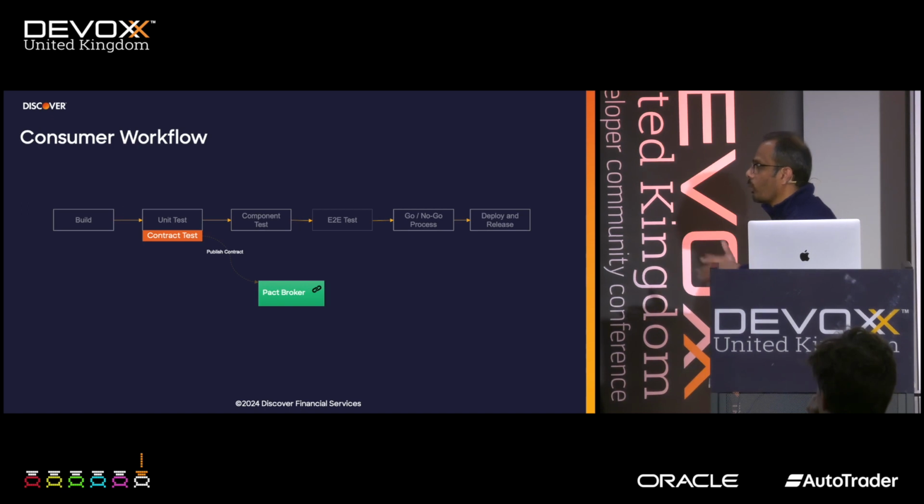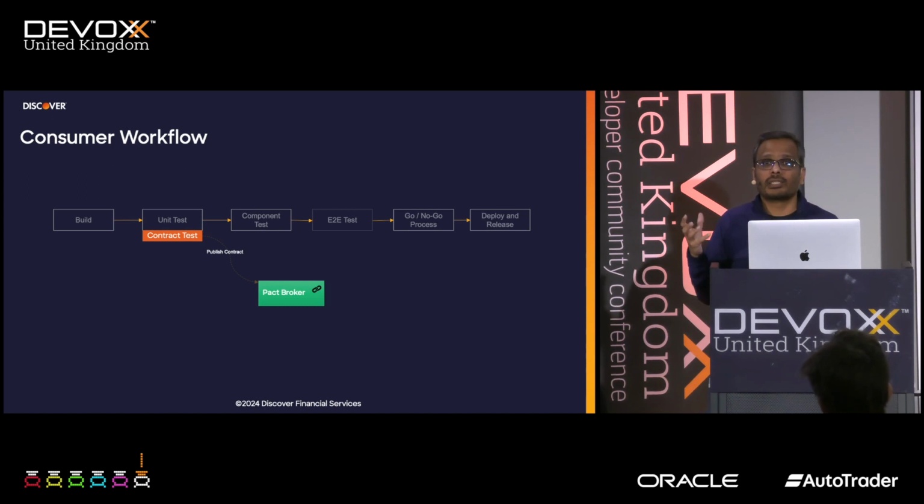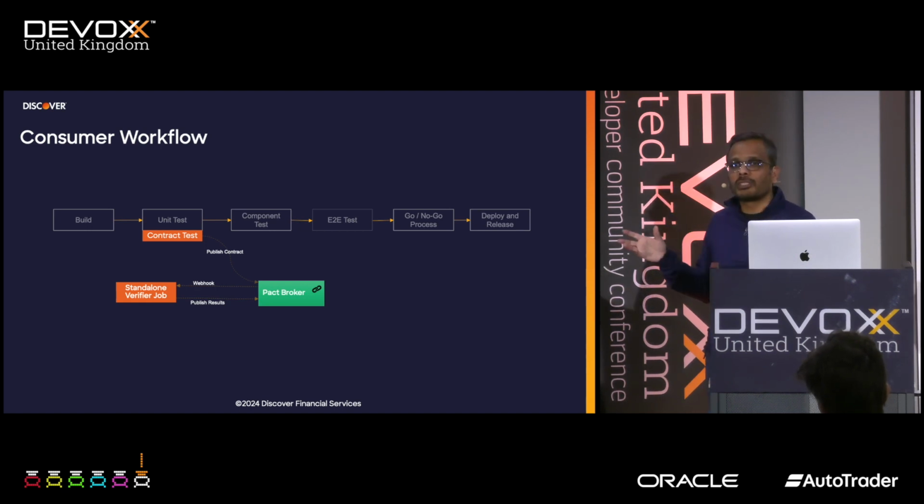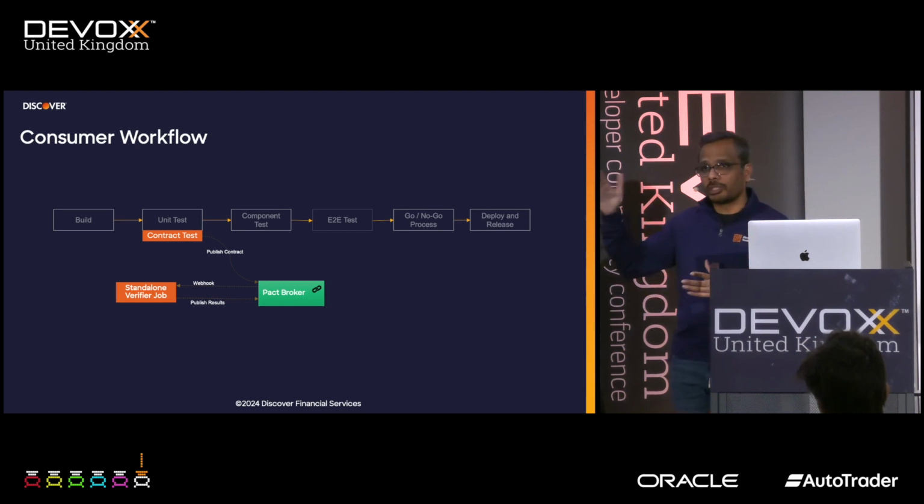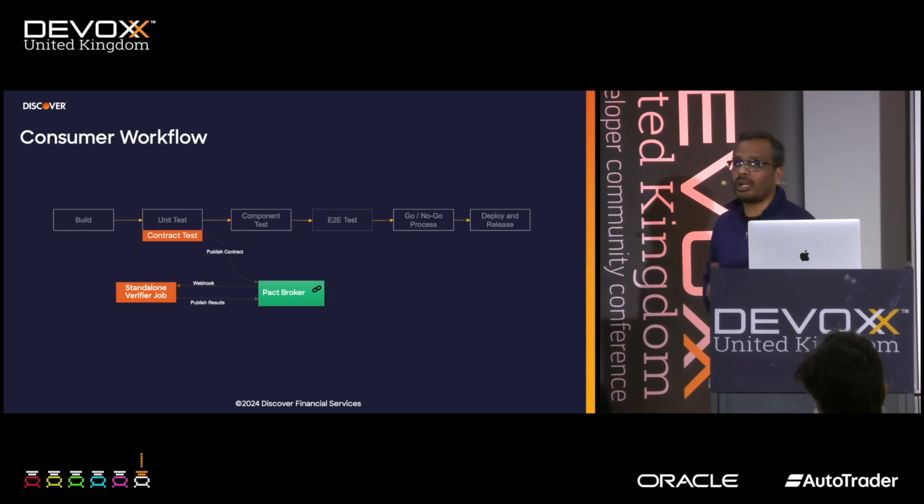So what we did, we set up some webhooks within the Pact Broker. Whenever Pact Broker detects a new contract or a change in contract, the webhook will trigger a standalone verifier job. The only purpose of this job is to verify the contract against the right version of the provider, the production version, and publish the results, pass or fail, to Pact Broker. And the broker will then send a notification to the consumer with the results, and this is how we close the feedback loop for consumers whenever they make a change to their code base.